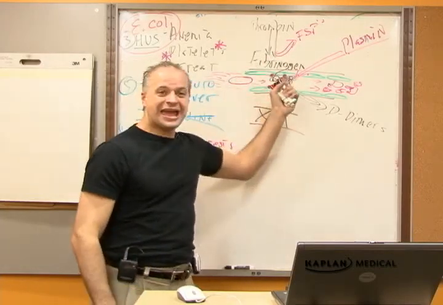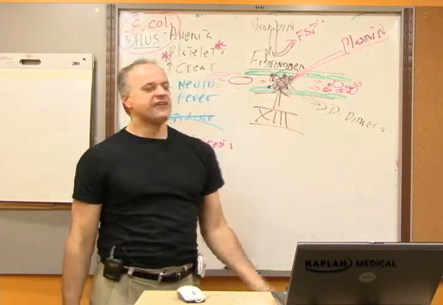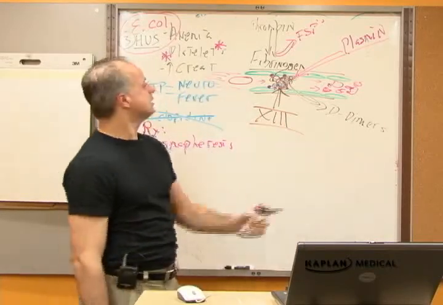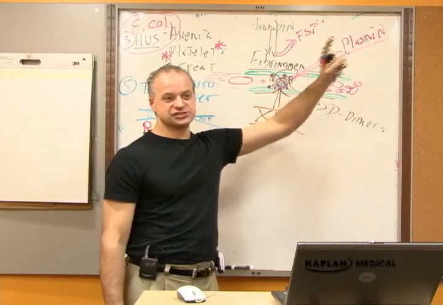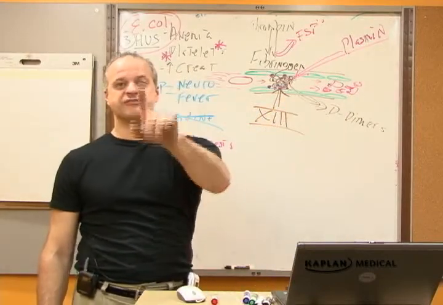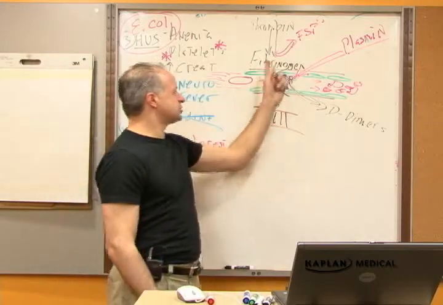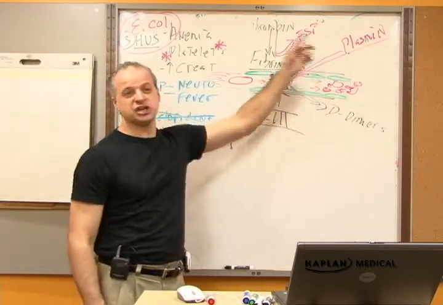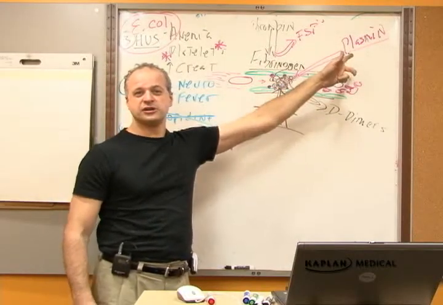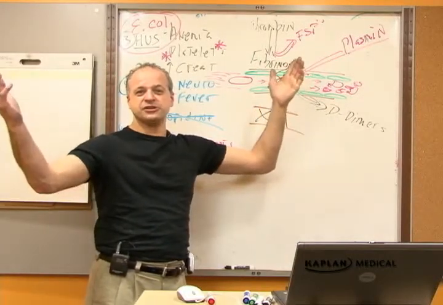Thrombin creates the fibrin plug. Factor 13 preserves the fibrin plug. Plasmin destroys the fibrin plug. Creation, preservation, destruction. Creator, preserver, destroyer. Where are my good Hindus in the crowd?